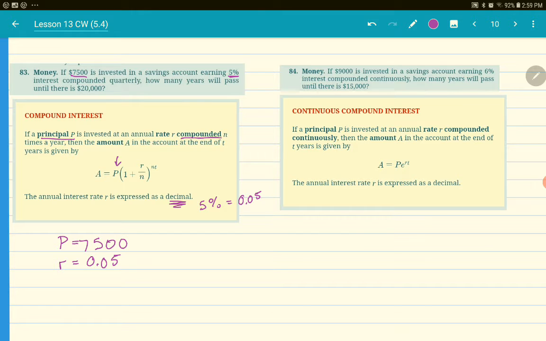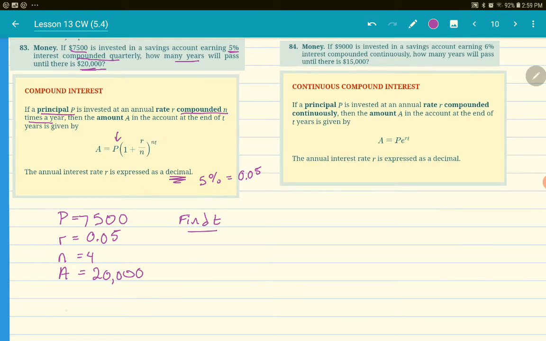And then we're compounding n times a year. Compounding quarterly means 4 times per year. So n is 4. We want to know how many years, so we need to find t, will pass until there is 20,000. A is the total amount of money after a certain amount of time, so my A is 20,000. That's setting up this equation.